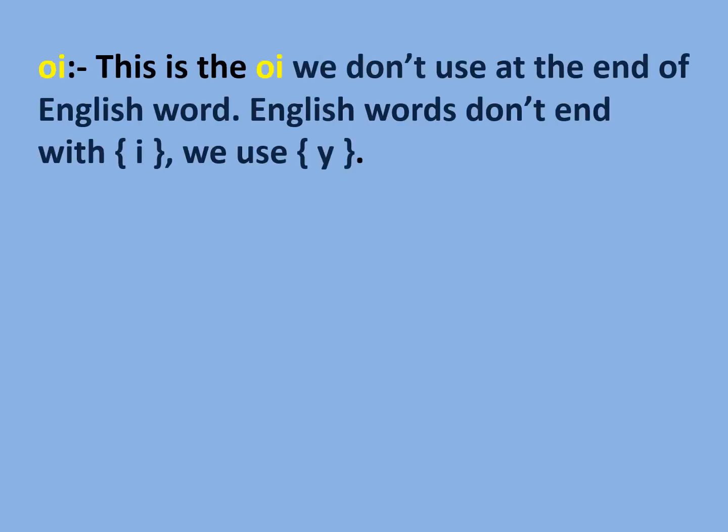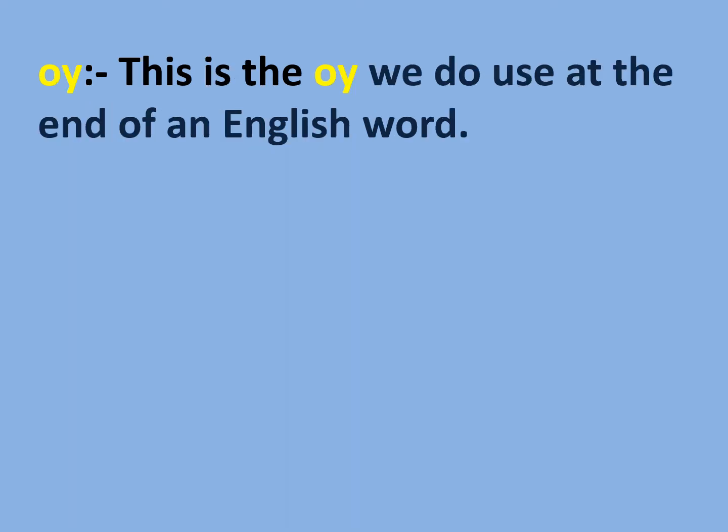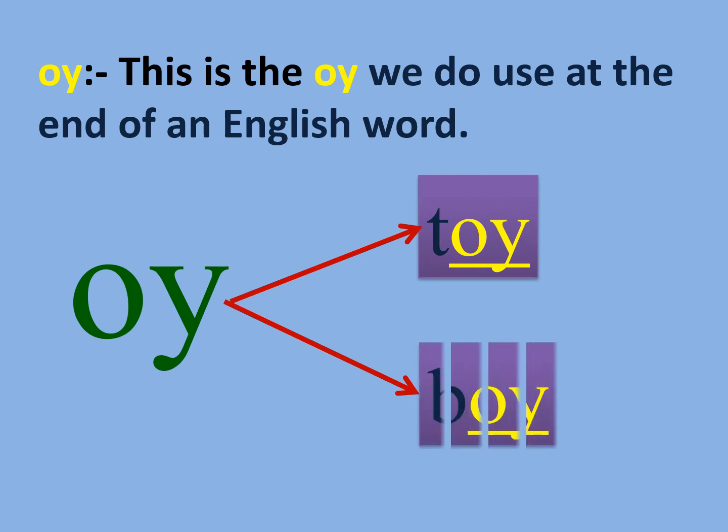The next sound is oi. Now this is the oi we don't use at the end of an English word. English words don't end with I, we use Y. Now the words are oi as in oil or oi as in boil. The next sound is again oi. However, this is the oi we do use at the end of an English word. The words are oi as in toy or oi as in boy.